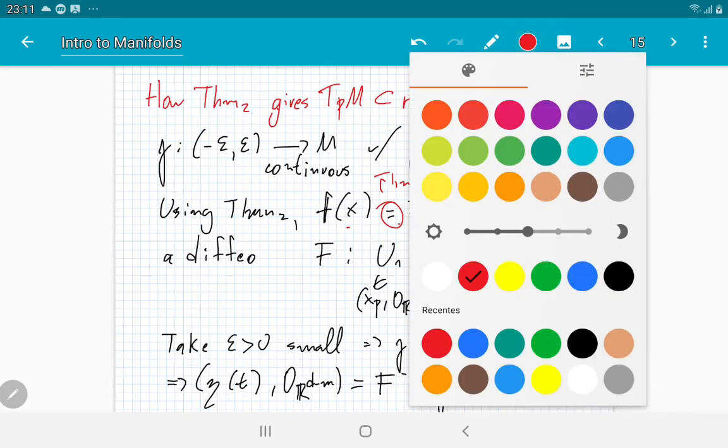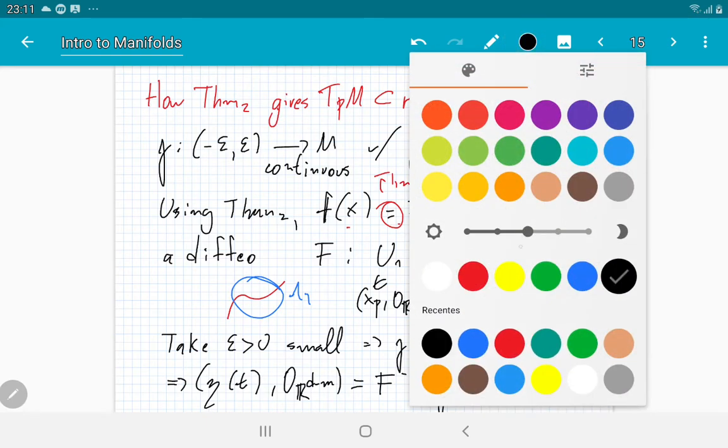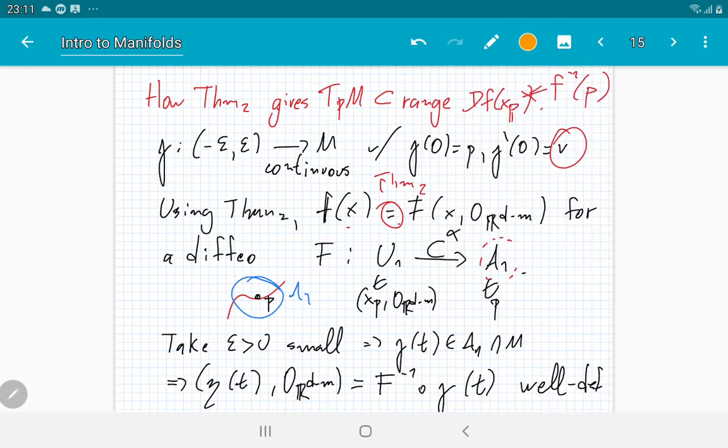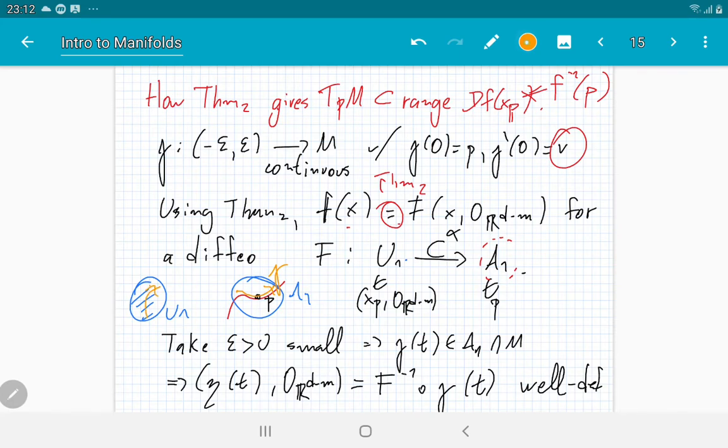So by taking epsilon small, we can assume that the situation is as follows. We have here the manifold, we have here A1. Well, p is in here. And we can assume, just by taking a smaller epsilon if needed, that the curve lives in here. Therefore, I can look at the inverse image of this curve in U1, which is going to be something like this. Of course, U1 is a subset of our Cartesian product, Rm times Rd minus m. So capital F minus 1 composed with gamma is well defined. I take the preimage, and I know it has this form.